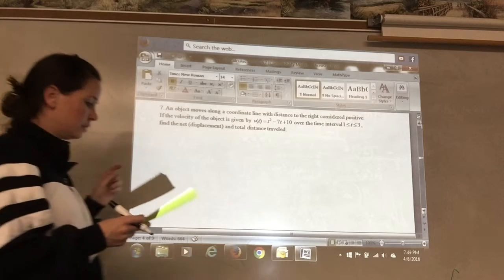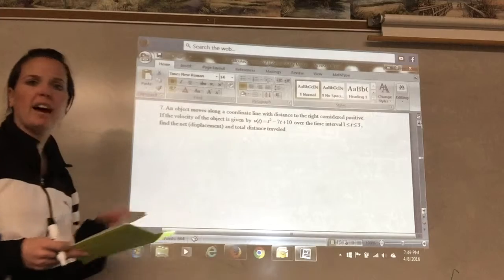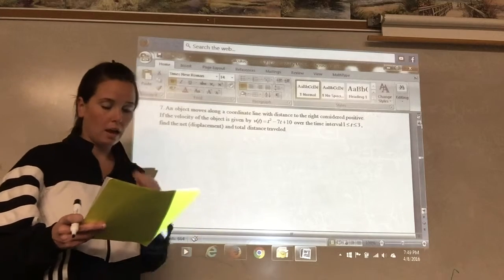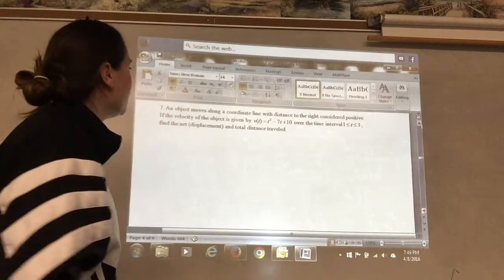Hey, I just noticed that I skipped number 6 in our problem. Let me do this one and then I'll go back. I didn't realize that till just a second because I think that I thought it was just a picture from something else. But okay, sorry about that.